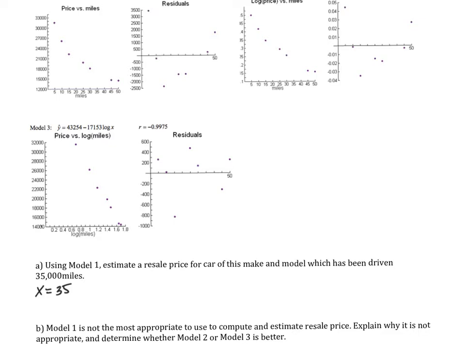So here we go. We're going to say 29,784 minus 343.58x, where x is 35. And we're going to get out 17,758.7.